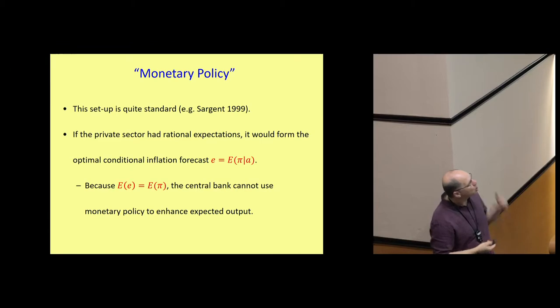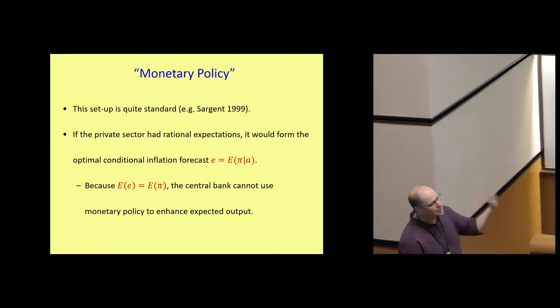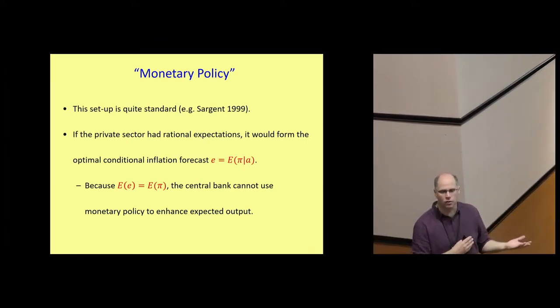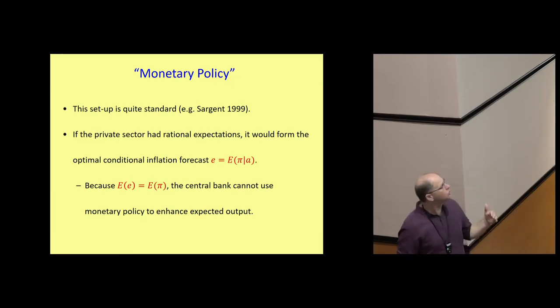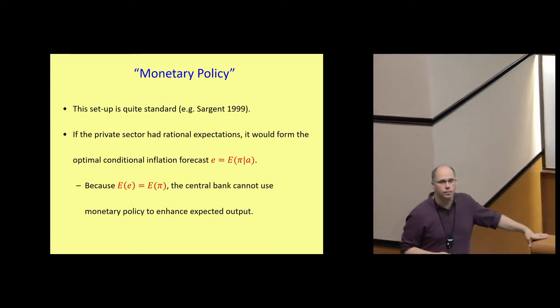Now, sometimes you see A and you try to predict pi. There's a stochastic mapping. Sometimes you'll overestimate inflation. Sometimes you'll underestimate. However, on average, you're going to be fine, certainly if we aggregate over all the A's. So on average, E is going to be equal to pi. So on average, there are no systematic inflation forecast errors. And so the central bank cannot use monetary policy to enhance expected output.